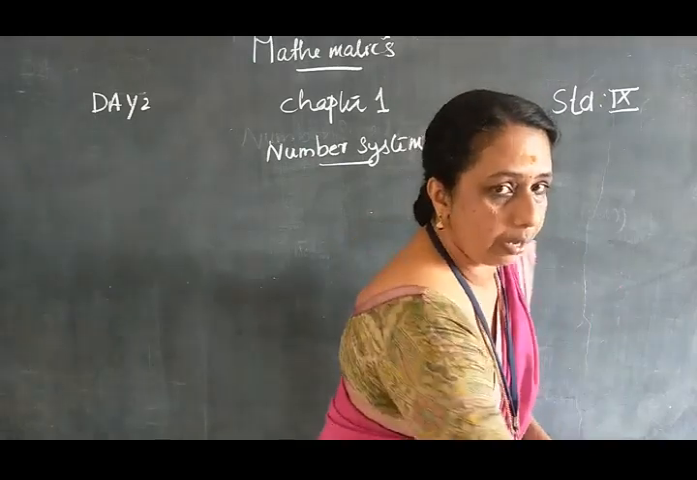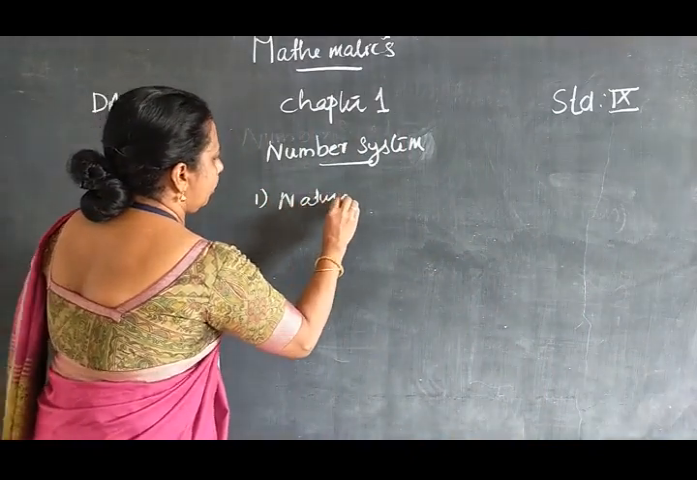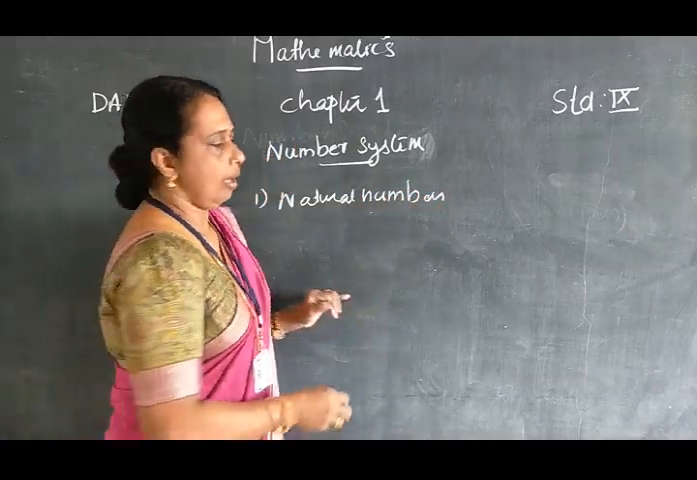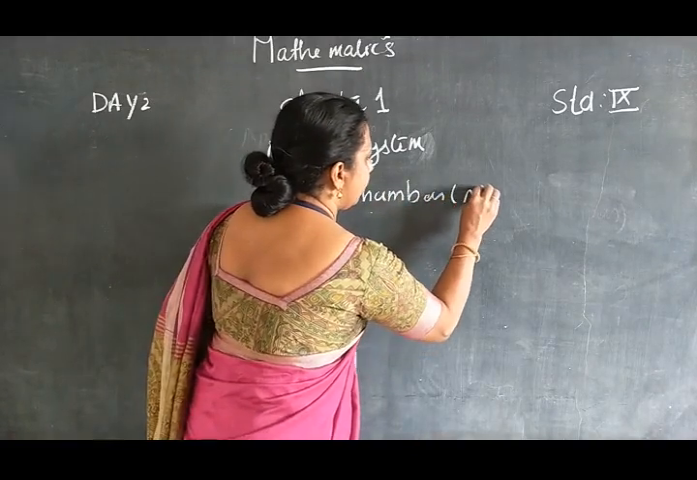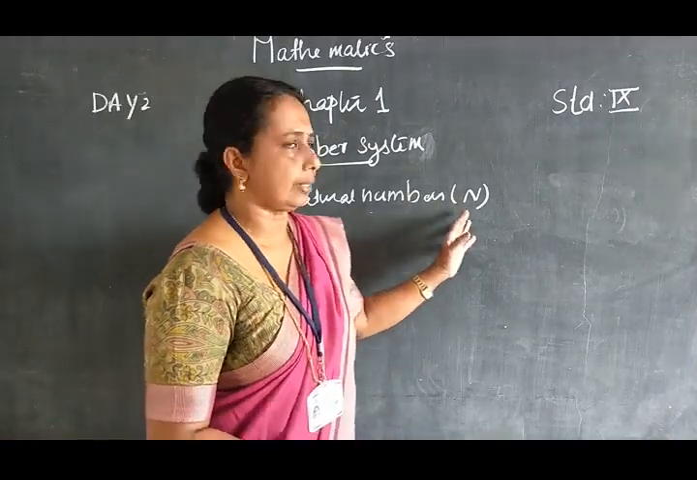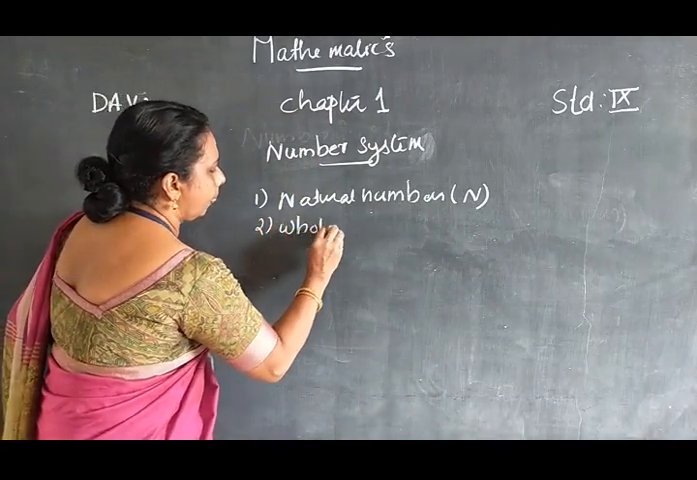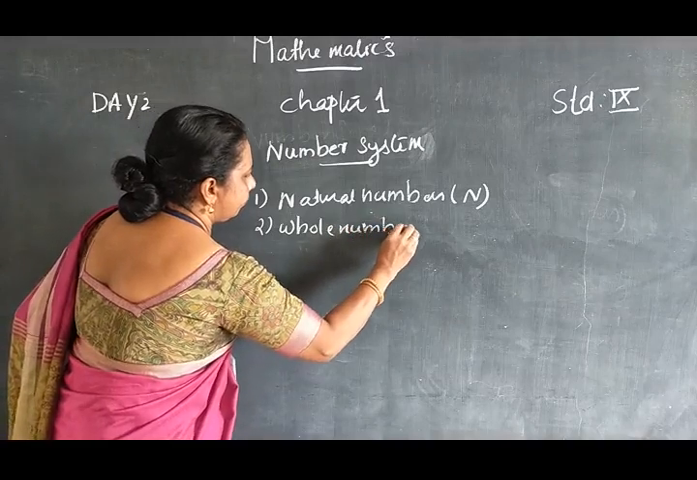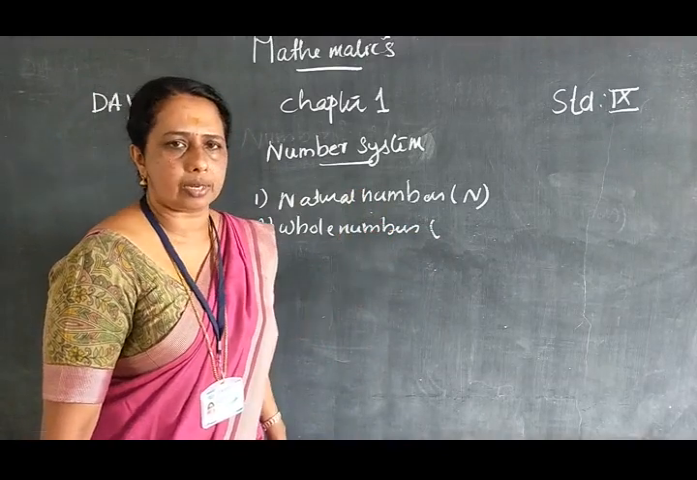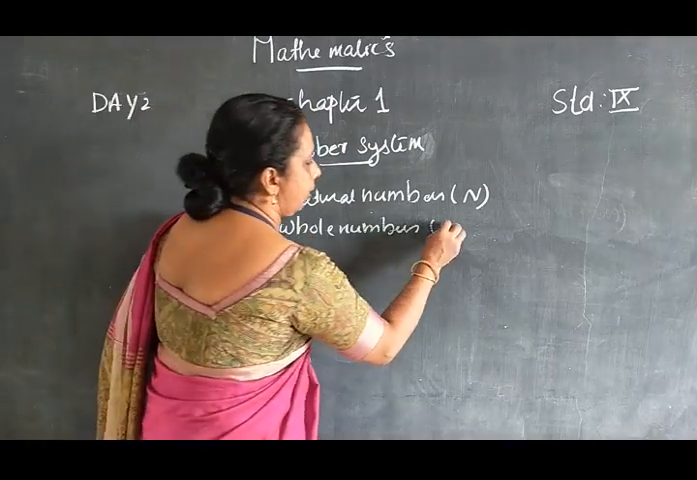Now first one is natural numbers. Natural numbers, you know, the collection of numbers 1, 2, 3, 4, etc. are represented by the symbol capital letter N. Then second one is whole numbers. The collection of natural numbers including 0 are called whole numbers. The whole number is represented by the symbol W.